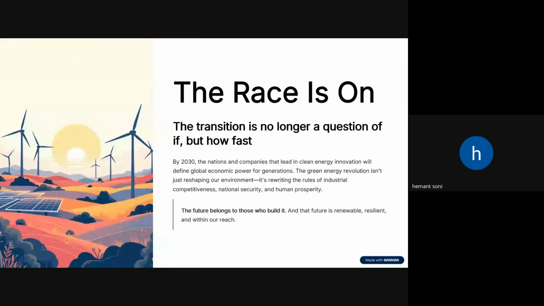Secondly, again, as has been said in one of the previous slides, the geopolitical issues actually go in favor of those countries who are relatively independent in maintaining their energy security. And then last point is, it is rewriting the rules of human prosperity also. It adds to prosperity. So the future belongs to those who build it. And that future is renewable, resilient, and within our reach.